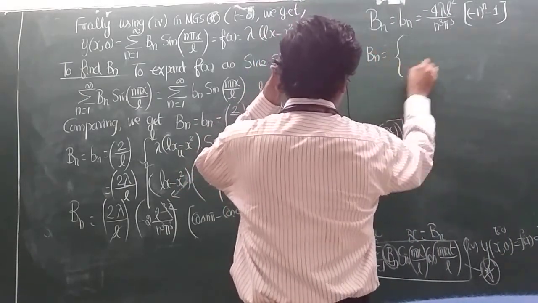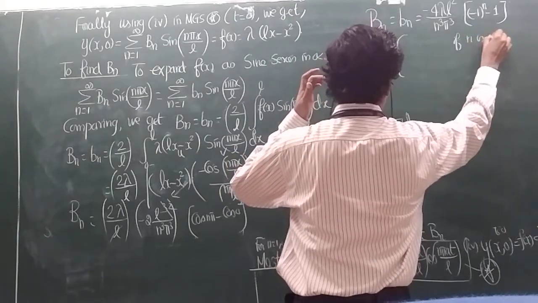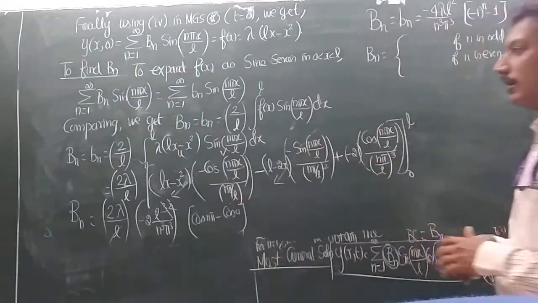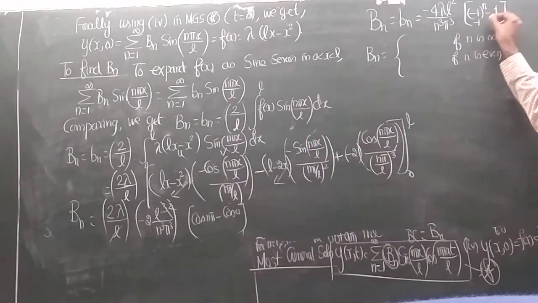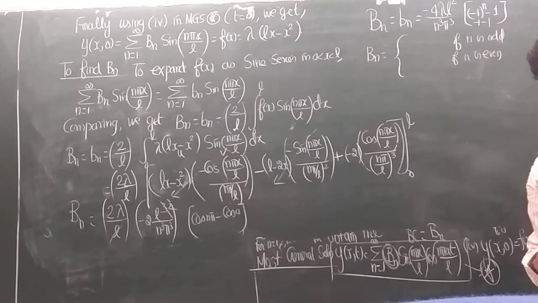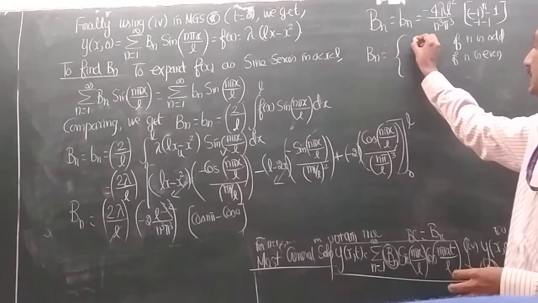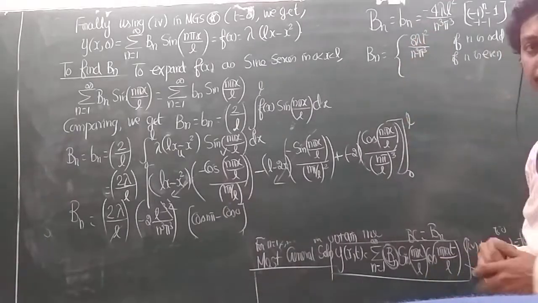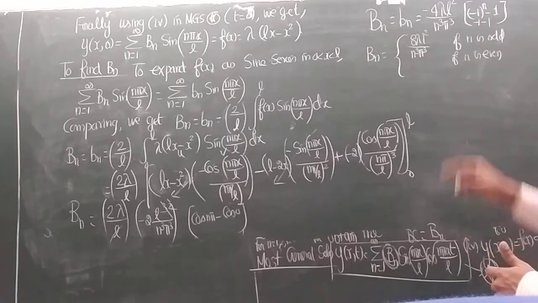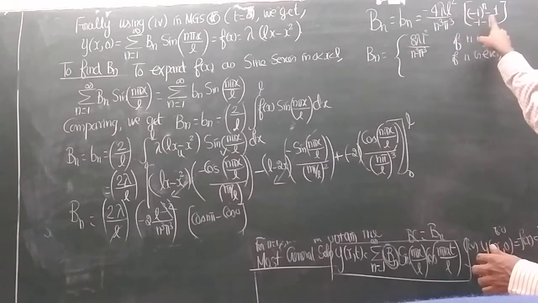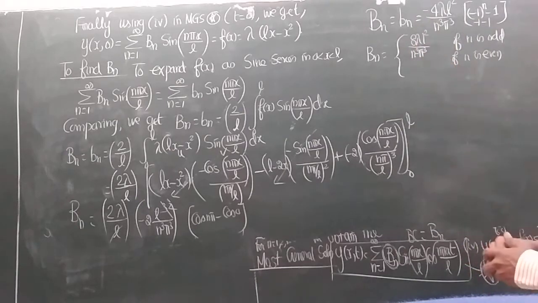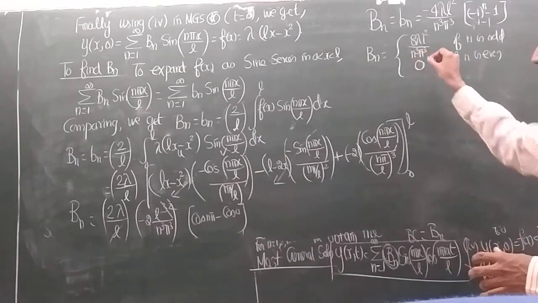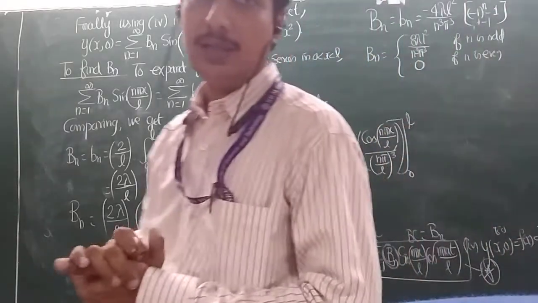If n is odd, this term comes minus 1 and this is also minus 1, so minus 2. Minus 2 into minus 4 is plus 8, so 8 lambda L squared by n cube pi cube. Once again, if n is odd, we get minus 2 into minus 4 equals plus 8. If n is even, this becomes plus 1, 1 minus 1 is 0. So capital Bn values exist only for the odd values.